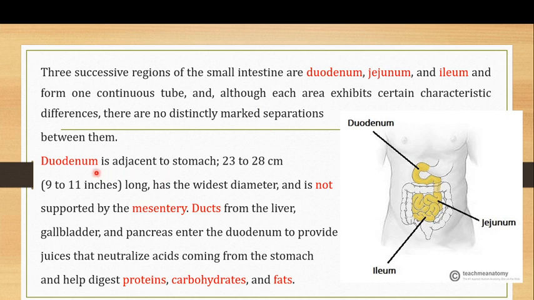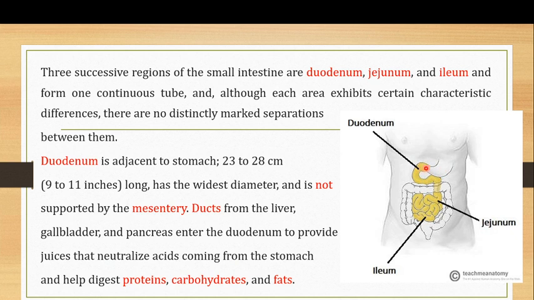Now the first part of the small intestine, the duodenum, is actually adjacent to the stomach. As you can see over here, it is very much adjacent to the stomach, and it is the smallest region of the small intestine, about 23 to 28 centimeters or like 9 to 11 inches long, and it has the widest diameter. Now the duodenum is not supported by the mesentery. It has the widest diameter because ducts from the liver, the gallbladder and the pancreas enter the duodenum, and the function of these ducts is to provide juices that neutralize the acid coming from the stomach.